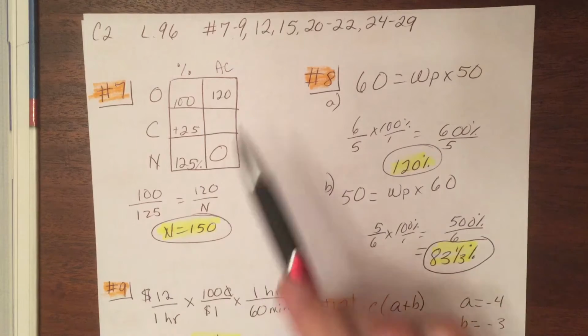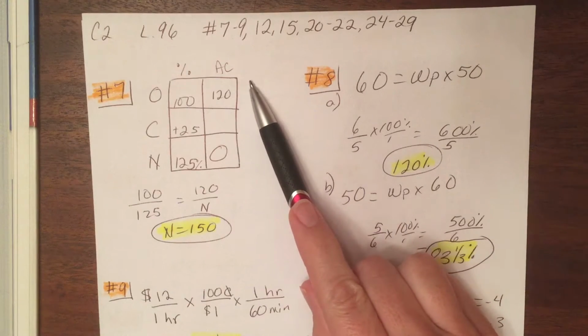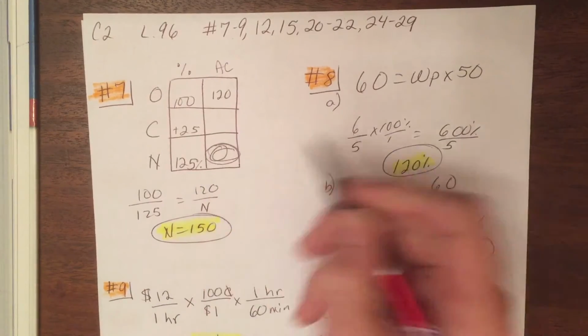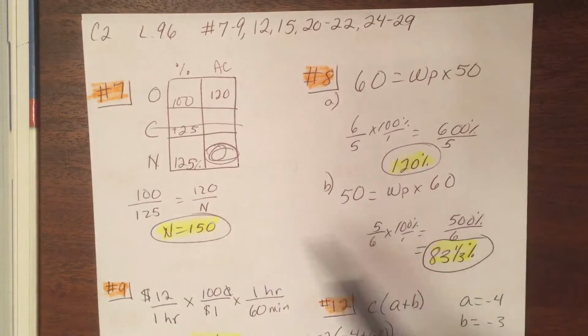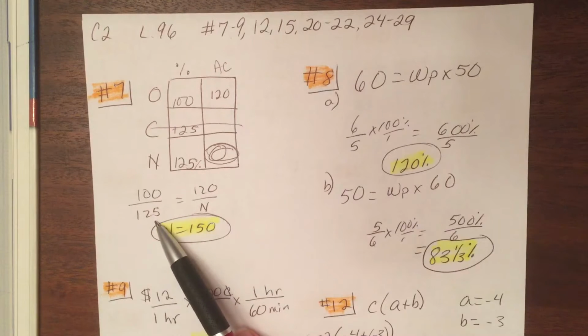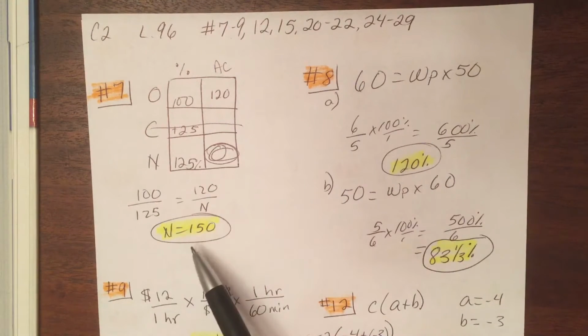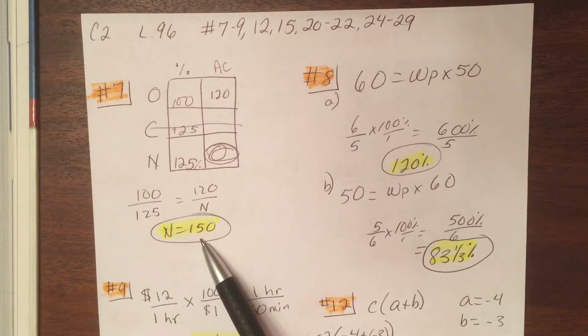It said 120 customers came in before the sale. So how many per day after the sale? So this is what they want us to find here. Okay, so I got rid of this category. My proportion became 100 over 125 is equal to 120 over n. When I do my cross multiplying, the new amount of customers is 150 per day.